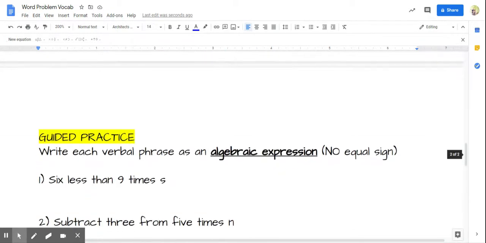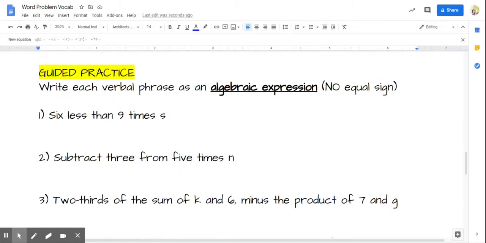Okay, so let's take a look at our guided practice. I'll walk you through these examples and then you'll try a few on your own. So the first three, we're going to write each verbal phrase as an algebraic expression. That means no equal sign.